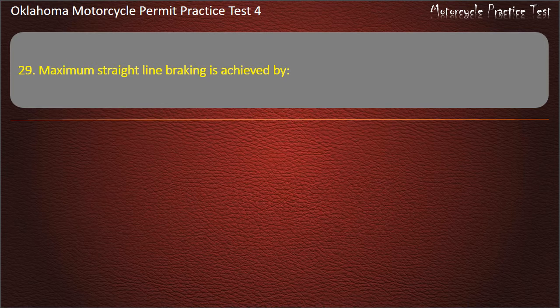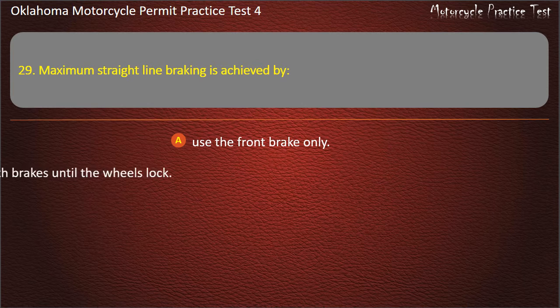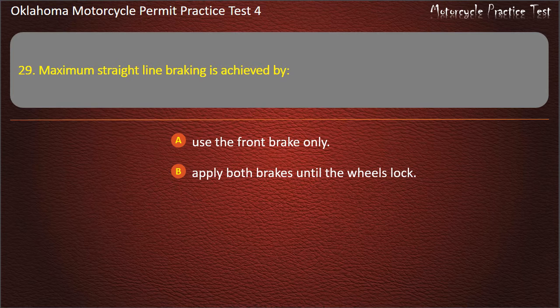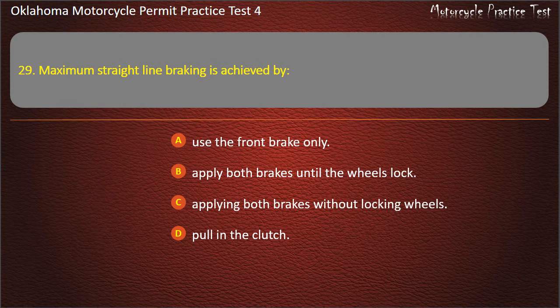Question 29. Maximum straight line braking is achieved by: use the front brake only, apply both brakes until the wheels lock, applying both brakes without locking wheels, pull in the clutch. Answer. Applying both brakes without locking wheels.